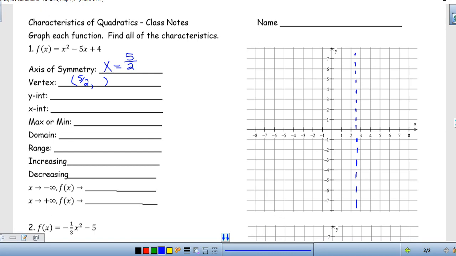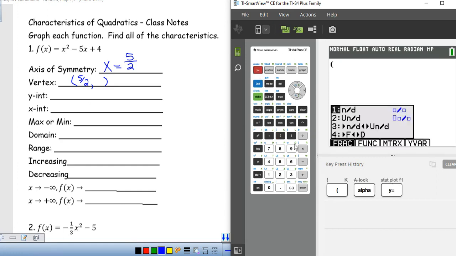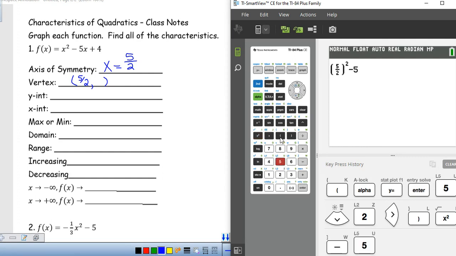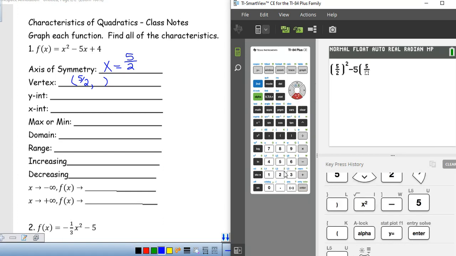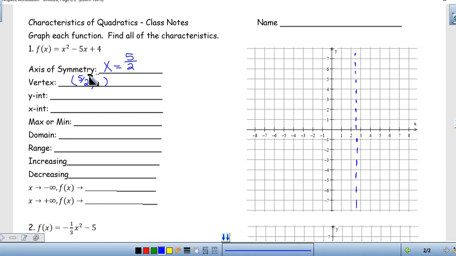You may want to pull out your calculator to do this, since it is a fraction. Remember, use parentheses everywhere that you're going to plug the 5/2 into the equation. To enter a fraction in your calculator, you can do alpha y equals enter. Remember to close your parentheses and square it in that first term. Then you'll do negative 5 parentheses, and we'll enter the 5/2 again. And then plus 4. That gives us an answer of negative 9/4.